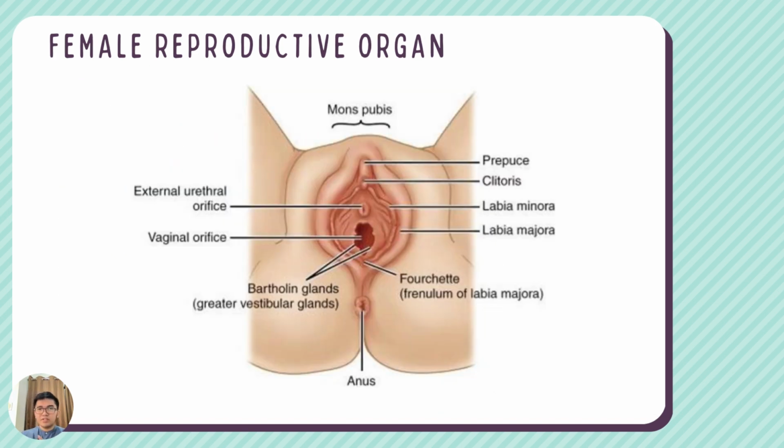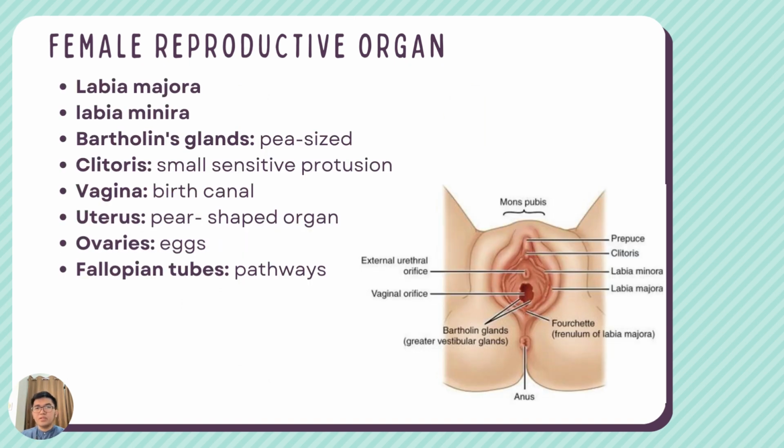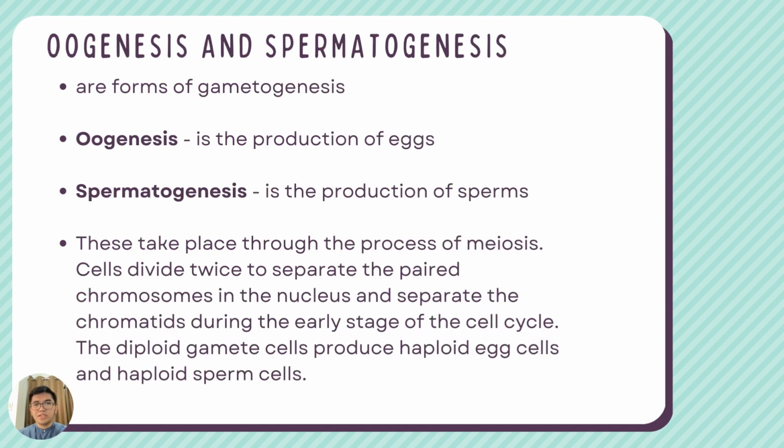Next, we have the female reproductive organs. We have the labia majora, labia minora, Bartholin gland, pea-sized, clitoris, small sensitive protrusion, vagina, birth canal, uterus, ovaries, fallopian tubes.